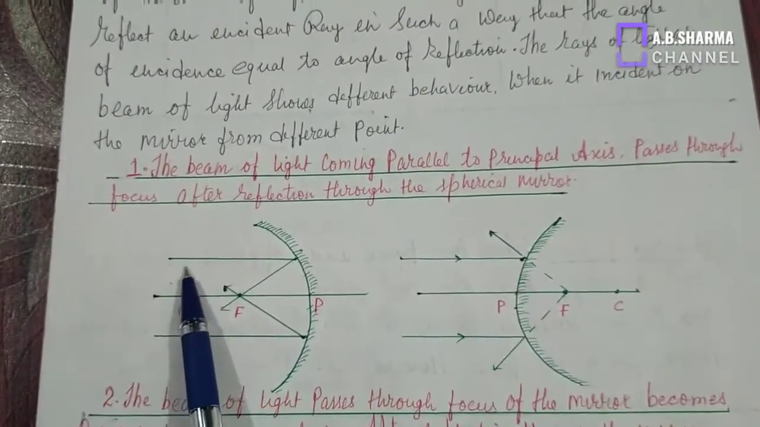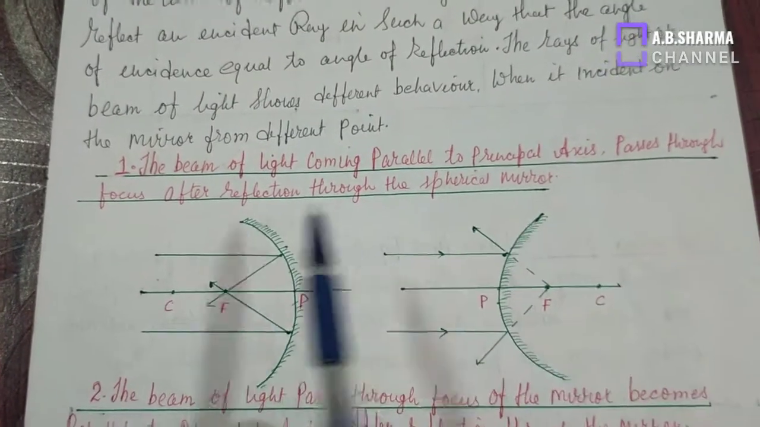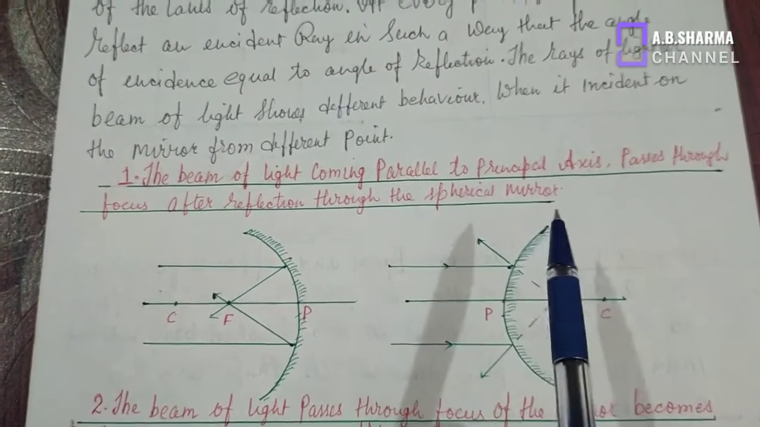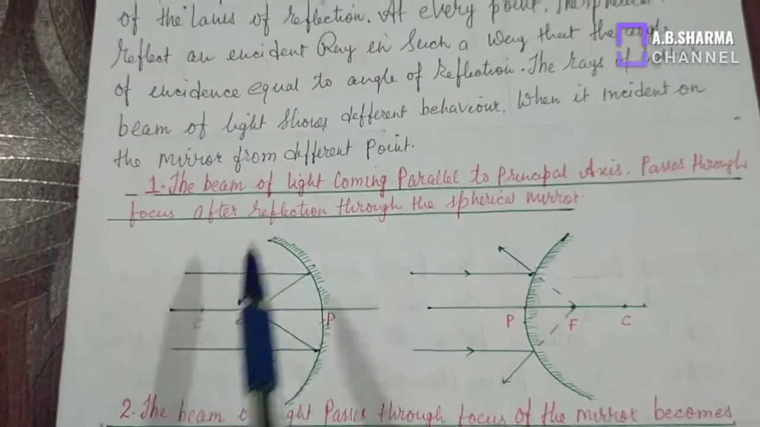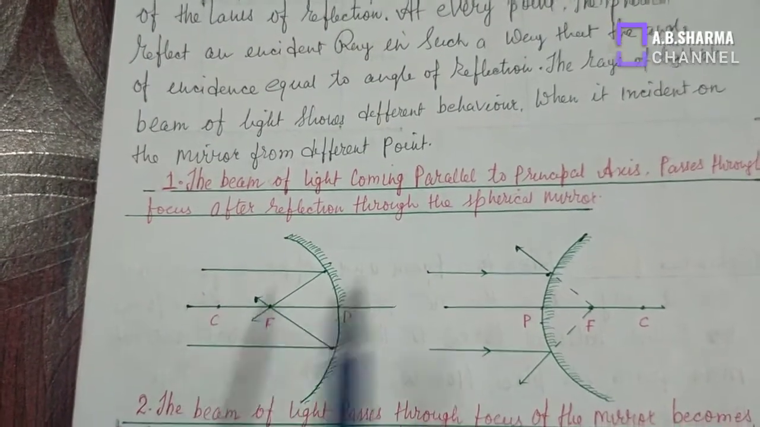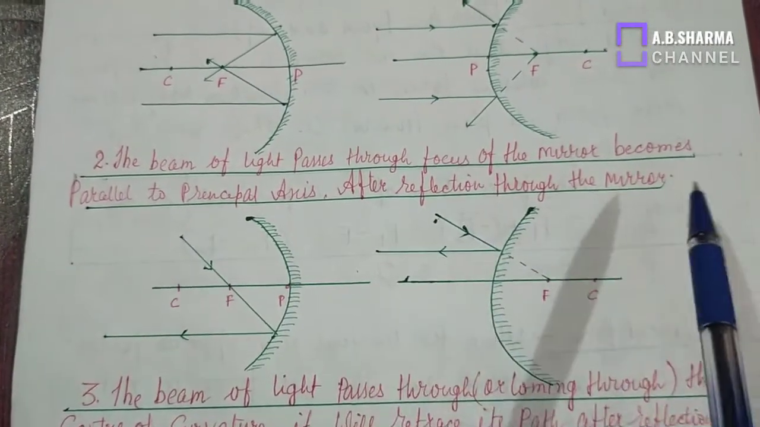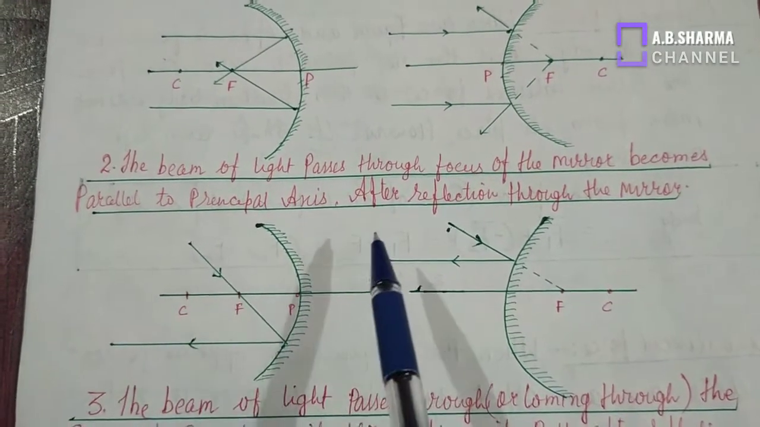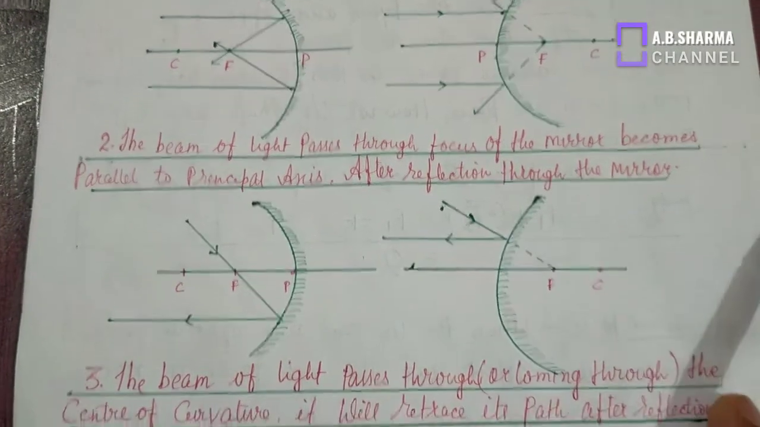First, the beam of light coming parallel to the principal axis passes through the focus after reflection from the spherical mirror. This is the first type of ray and its behavior. Second, the beam of light passing through the focus of the mirror becomes parallel to the principal axis after reflection from the mirror. This is the second type of ray.